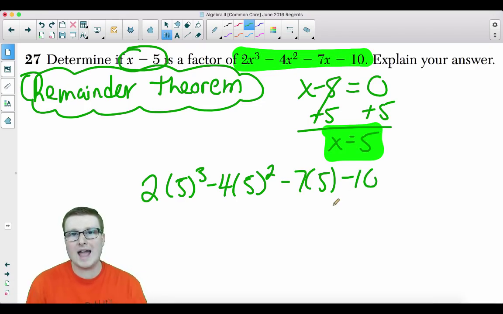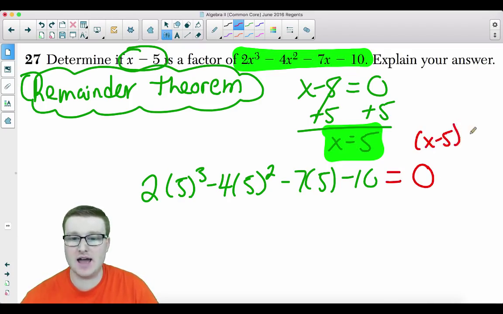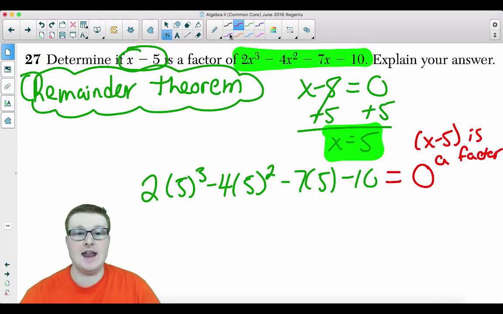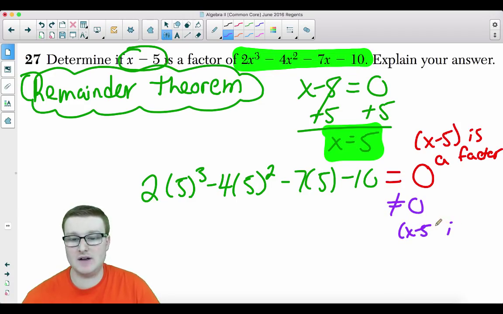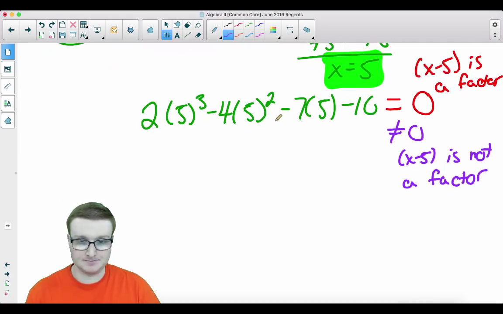Now, here's why I'm doing this. If this thing results in the number 0, then x minus 5 is a factor. Now, if it does not equal 0, x minus 5 is not a factor. So if it equals 0, x minus 5 is a factor. If it's not equal to 0, it's not a factor. So let's go ahead and solve this.